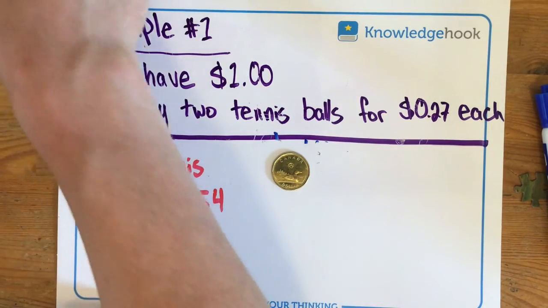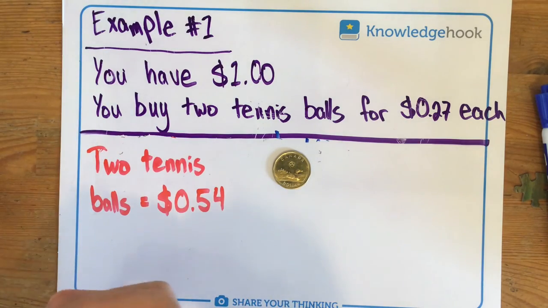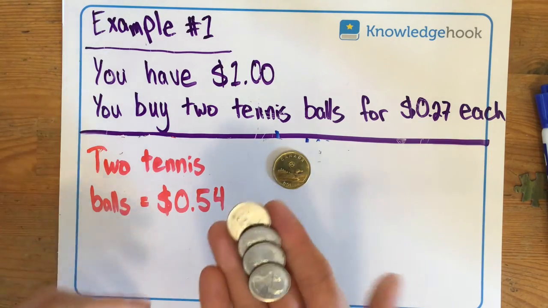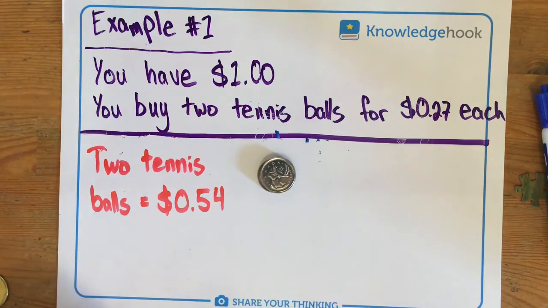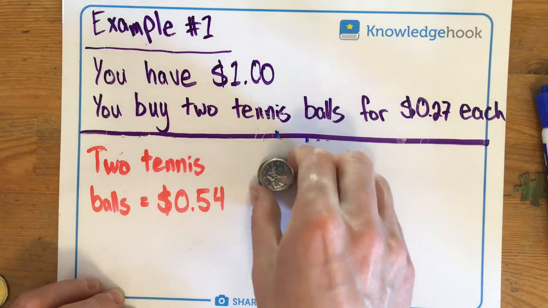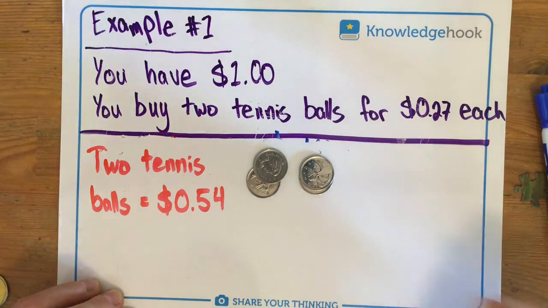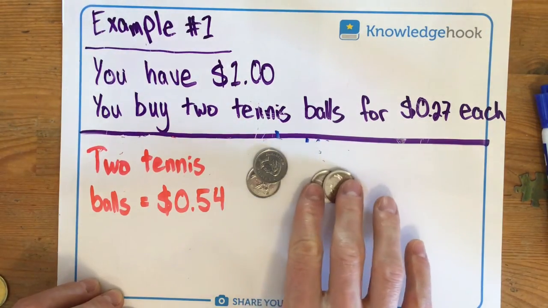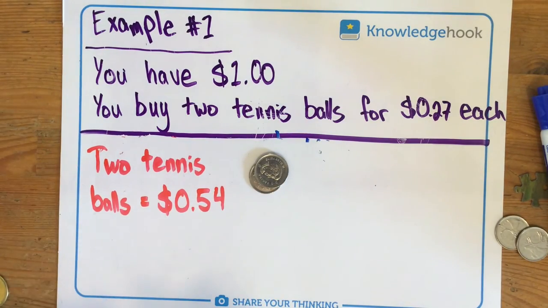So the first thing I know about a dollar is that I can also use 4 quarters to make that. So I'm going to do a straight trade here. 4 quarters. So the amount of money hasn't changed. Now I want to get rid of 54 cents. So I know that 2 quarters equals 50 cents. So I can get rid of 50 cents just like that. And then I only have to worry about 4 cents.